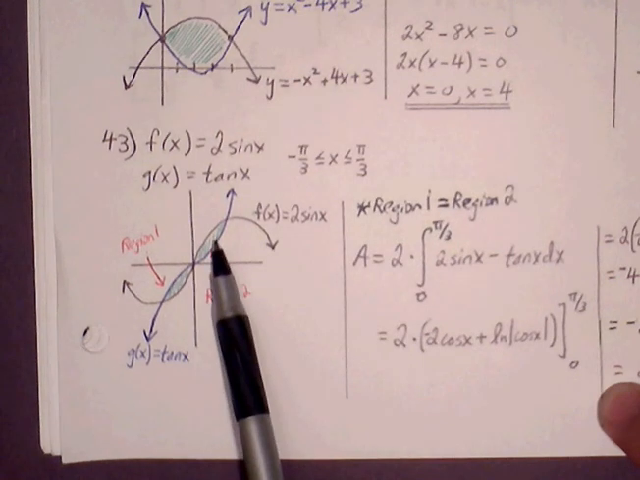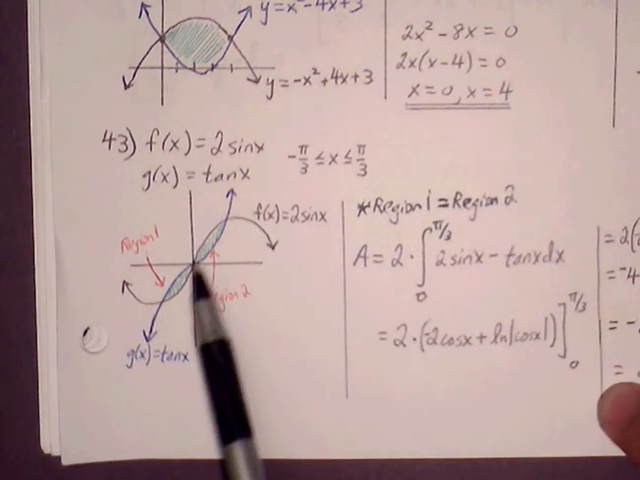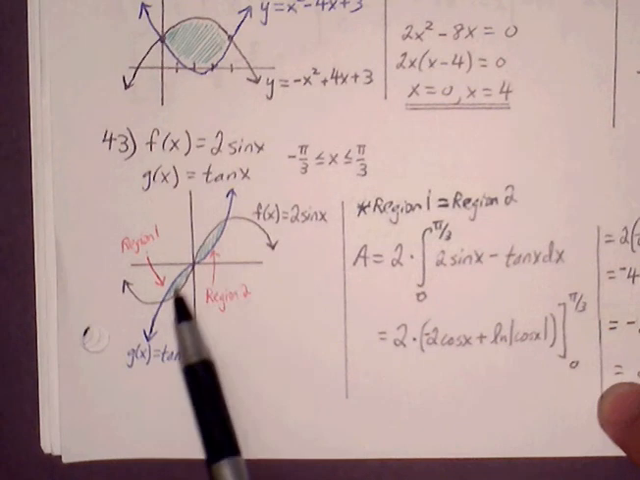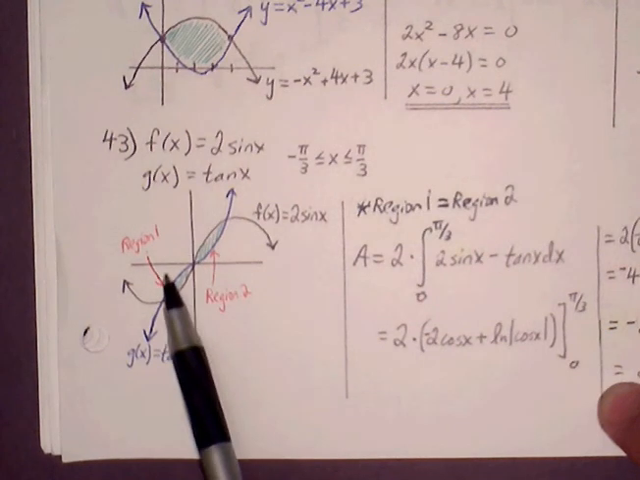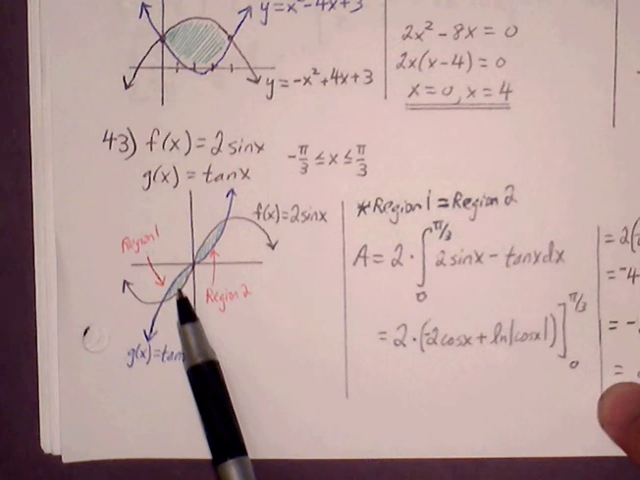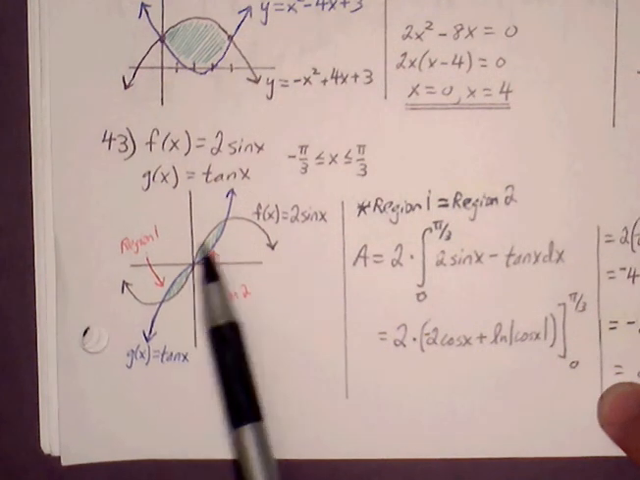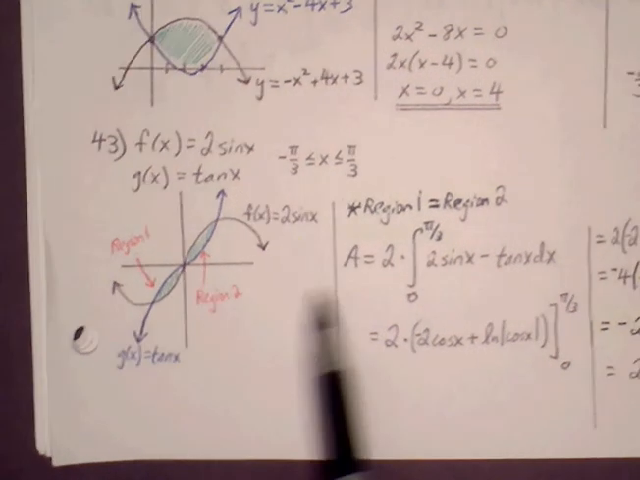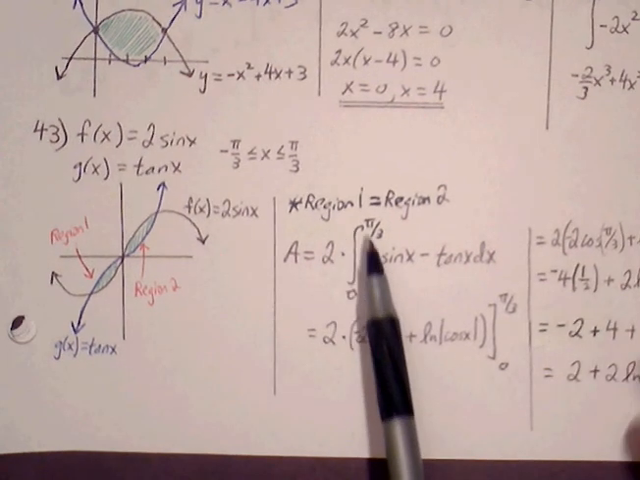Now, these two regions are going to be the same area because they're symmetrical. So basically, if we can just find the area of one region, we can just multiply this by 2, and that'll get us both areas. So we know region 1 is equal to region 2.